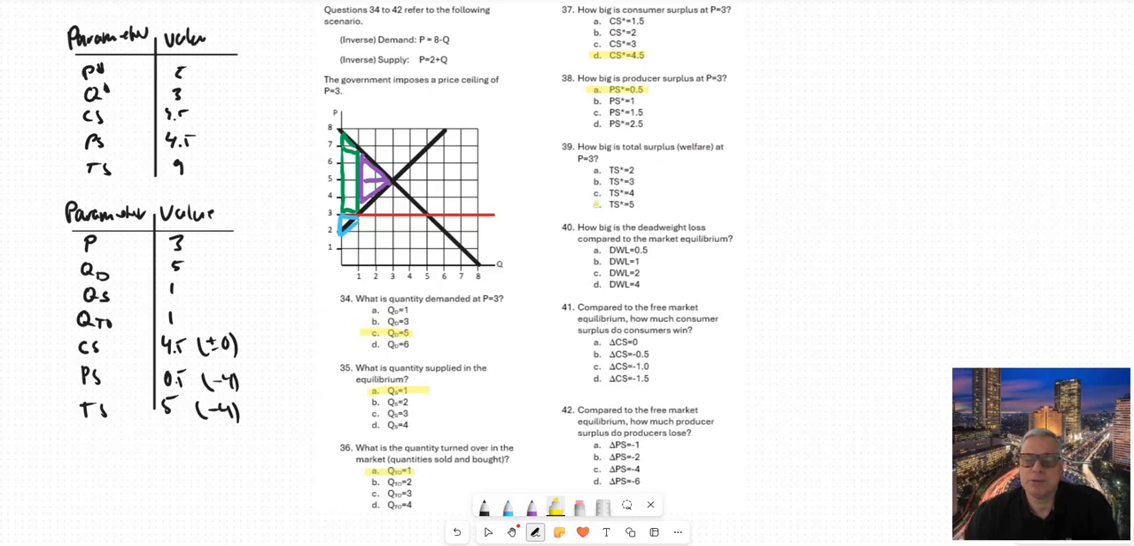How big is total surplus welfare? That's 5. How big is the deadweight loss compared to the market equilibrium? So we drop from 9 to 5, that's 4. So the deadweight loss is 4. Compared to the free market equilibrium, how much consumer surplus do consumers win? Well, they don't win anything, plus minus 0. And compared to the free market equilibrium, how much do producers lose? Well, they lost 4. Because they dropped from 4.5 to 0.5.